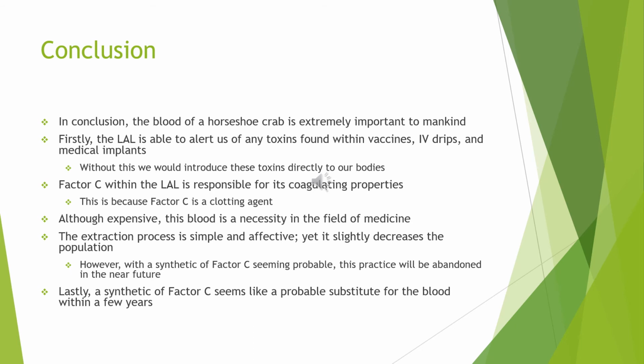So in conclusion, the blood and LAL found within the blood of a horseshoe crab is extremely important to mankind. It's important because the LAL and the protein within it are able to alert us of any toxins found within vaccines, IV drips, medical implants, and things along that line. Without this, we would be introducing these toxins directly to our bodies because we'd have no way of identifying them.